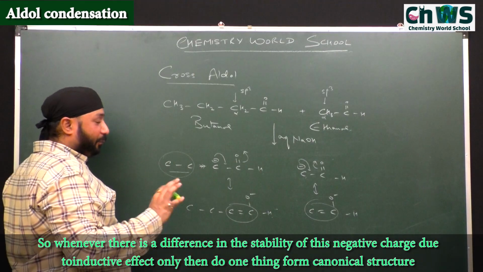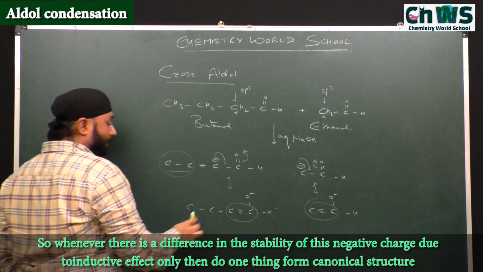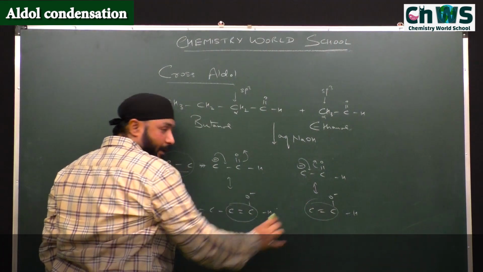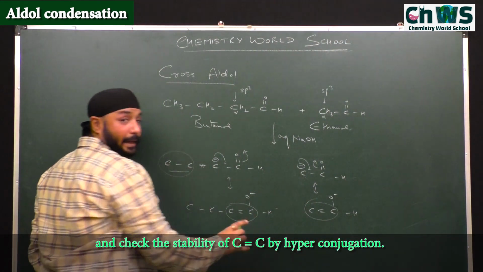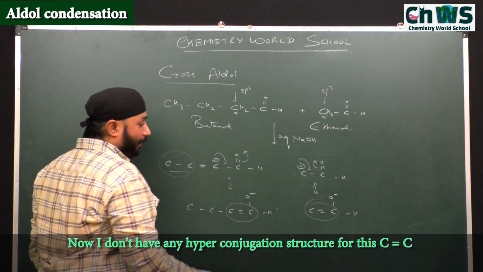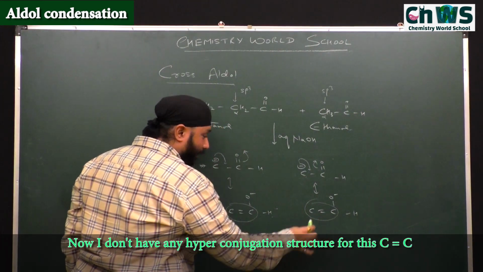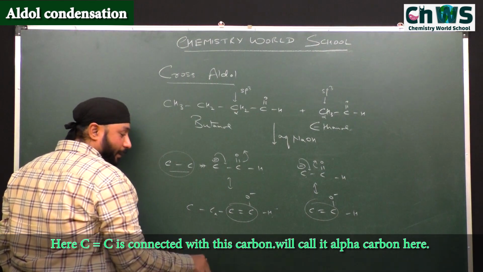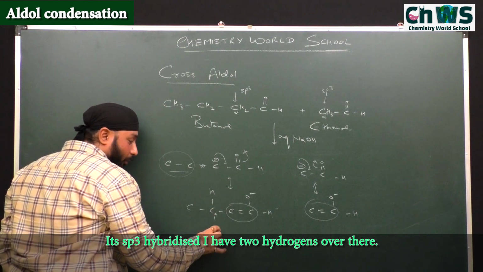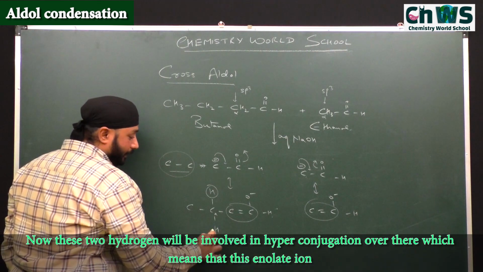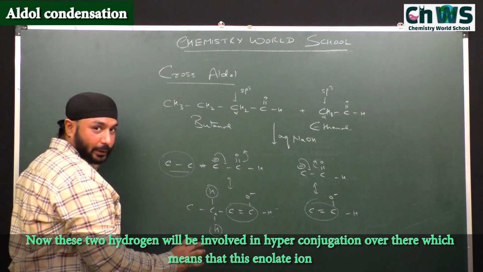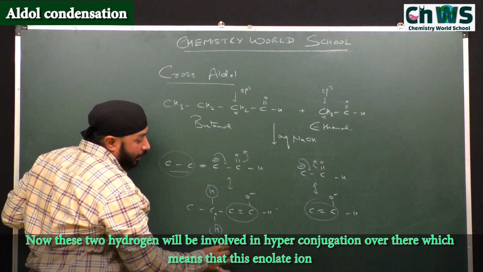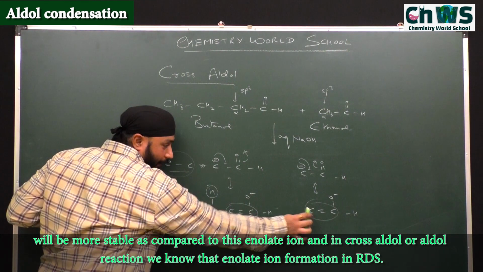So whenever there is a difference in the stability of this negative charge due to inductive effect only, then form canonical structures and check the stability of the C=C by hyperconjugation, right? Now I don't have any hyperconjugation structure for this C=C. Here the C=C is connected with this carbon, which we call the alpha carbon. It is sp3 hybridized. I have 2 hydrogens over there. Now these 2 hydrogens will be involved in hyperconjugation, which means that this enolate ion will be more stable as compared to this enolate ion.